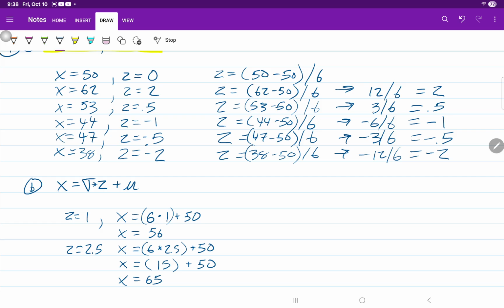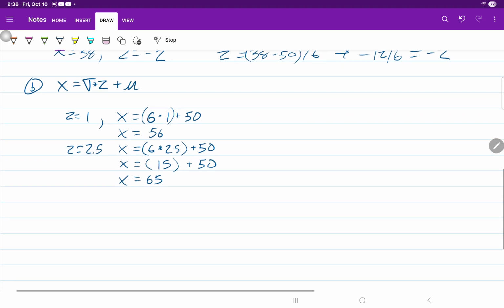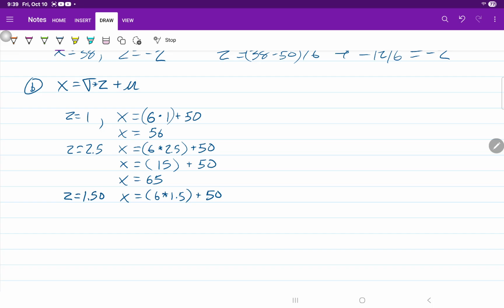All right, the next one, let's try where z, oops, what's going on here? Z equals 1.5, right? So I'll write it out again. X equals, this time 6 times 1.5 plus 50. So 1.5 times 6 equals 9. Plus 50 gives us an x value equal to 59.